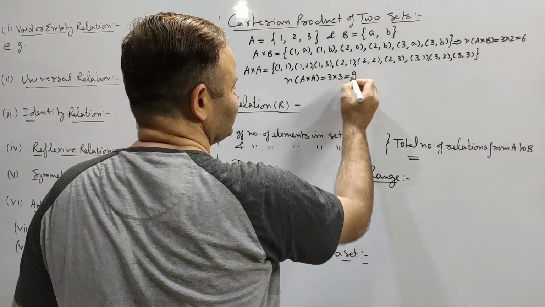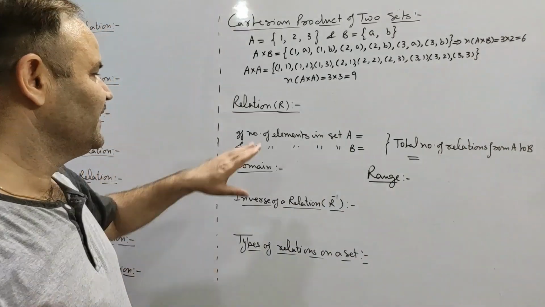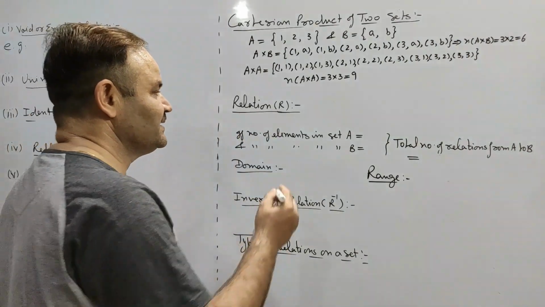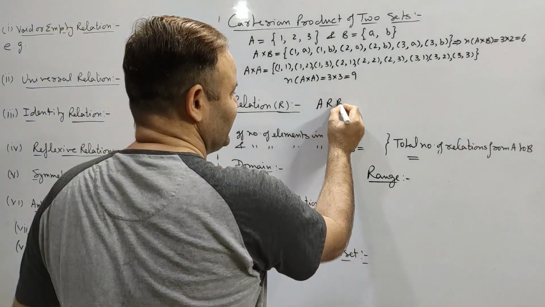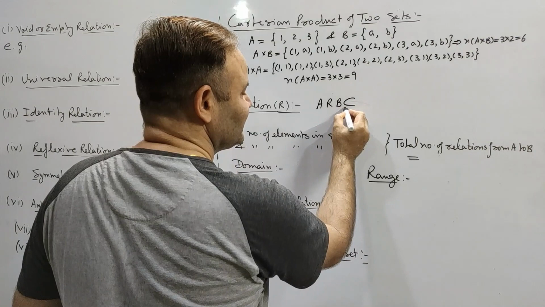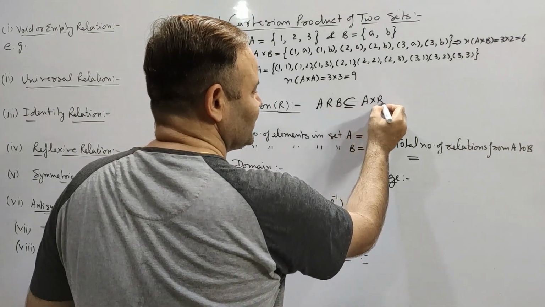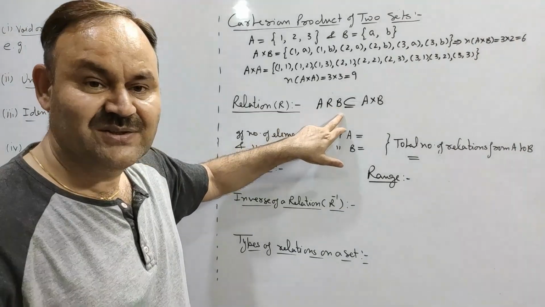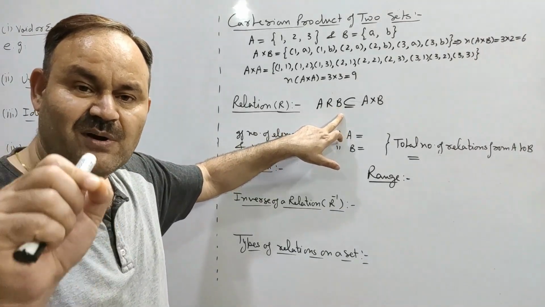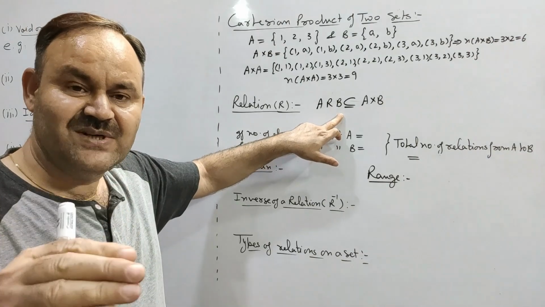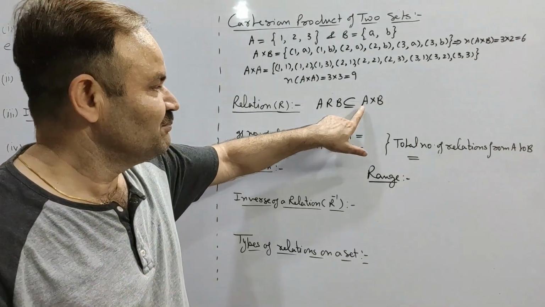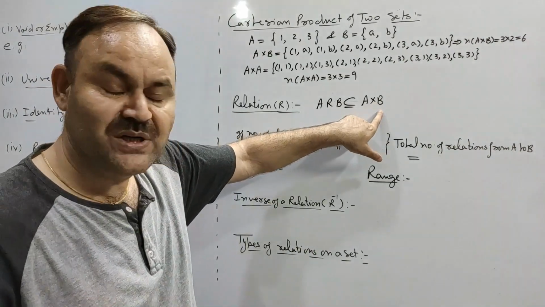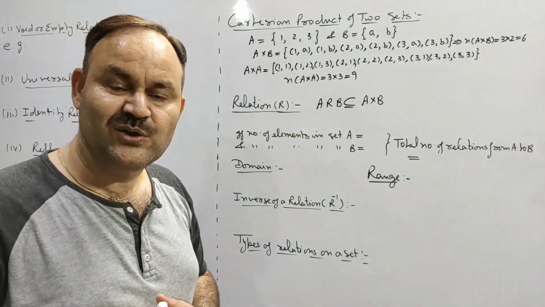that is 9. Now when we come to the relation, then relation from set A to set B, A R B, will be a subset of A cross B. It means relation from set A to set B will be a set of all ordered pairs in which first element belonging to set A is related to the second element belonging to set B by a definite rule.